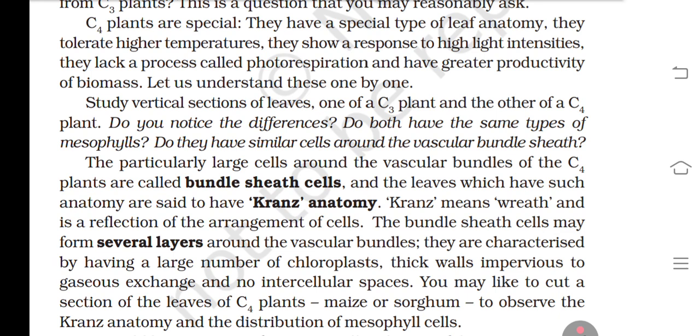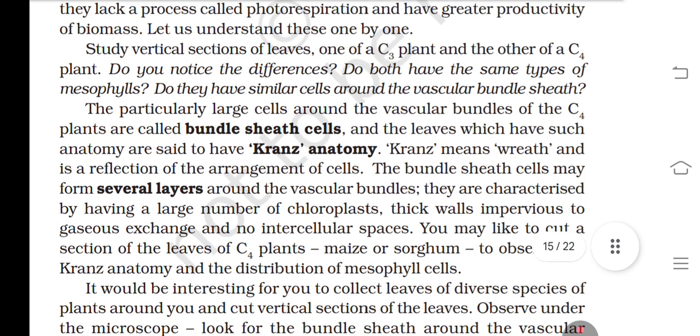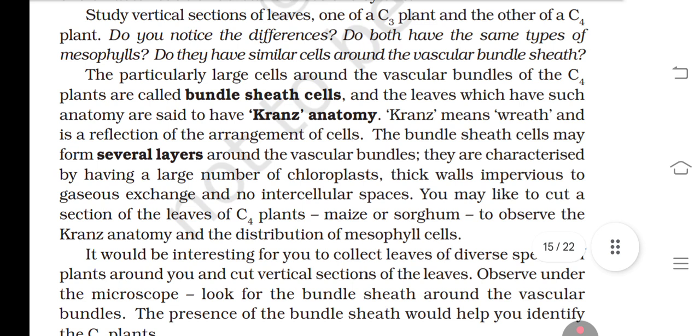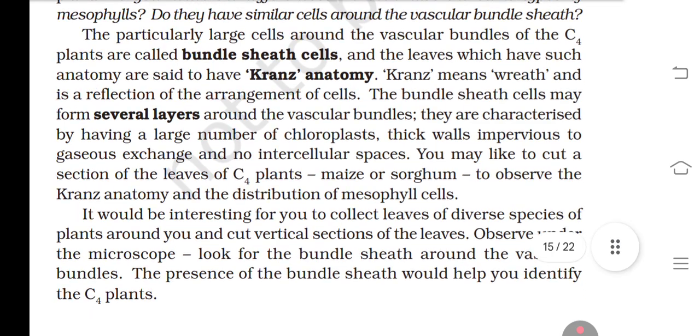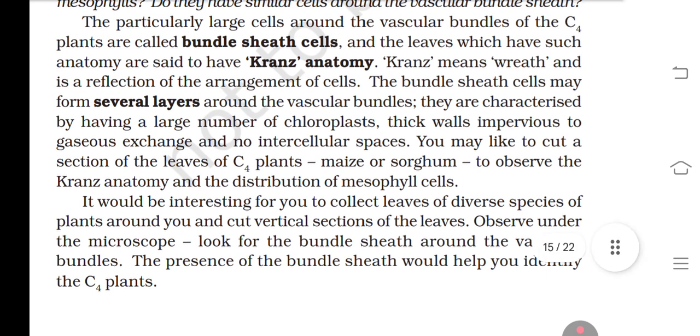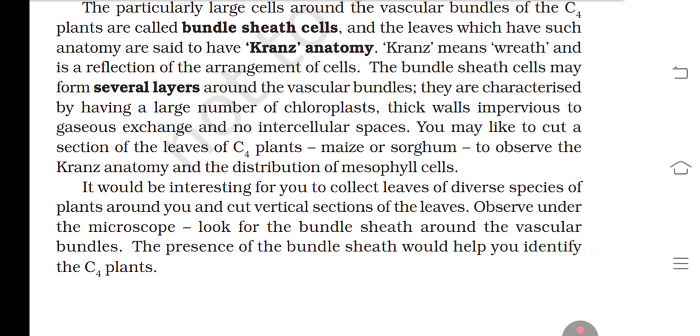Study vertical sections of leaves, one of a C3 plant and the other of a C4 plant. Do you notice the difference? Do both have the same types of mesophyll? Do they have similar cells around the vascular bundle? The particular large cells around the vascular bundles of the C4 plant are called bundle sheath cells, and the leaves which have such anatomy are said to have Kranz anatomy. Kranz means wreath, and this is a reflection of the arrangement of cells.